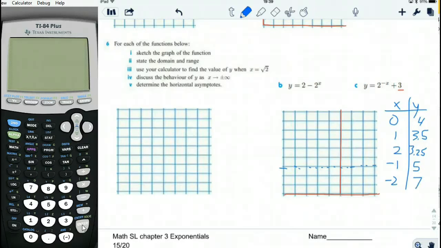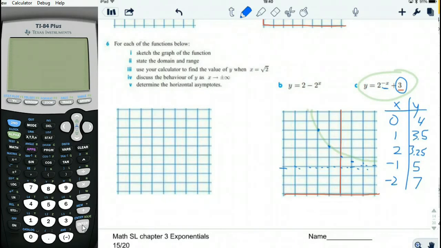So let's plot these values. So -1, 5 would be here. -2, 7 would be here. And of course 0, 4 would be here. And 1, 3.5 would be here. Okay, and then you can see that it's going to look like that for this one. Okay, and is that as predicted? Yeah, because if you have a negative x here, it's decreasing. If you have a 3 here, that's the horizontal asymptote at plus 3. So that's kind of what we're expecting, yeah.